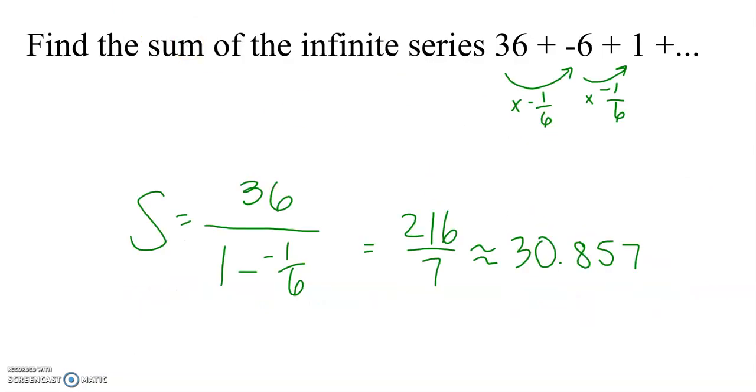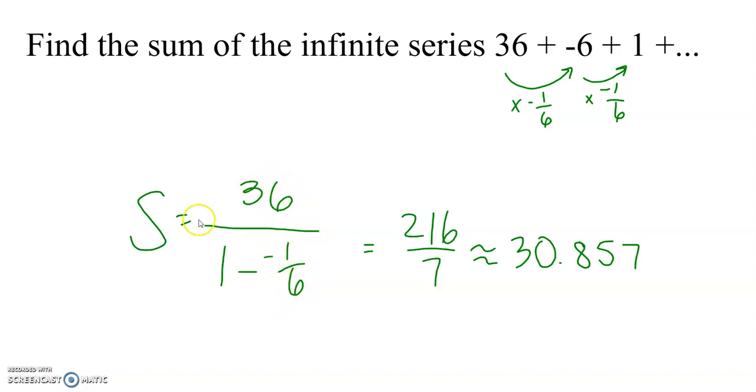So let's take a look at an infinite series here. I guess there's the whole answer, but let's take a look at how I got it. So 36 plus -6 plus 1, and so on. Notice that there is a common multiplier of -1/6. That is a number that is less than 1. The absolute value of -1/6 is less than 1. I plug it in the formula. That's the first term over 1 minus r.